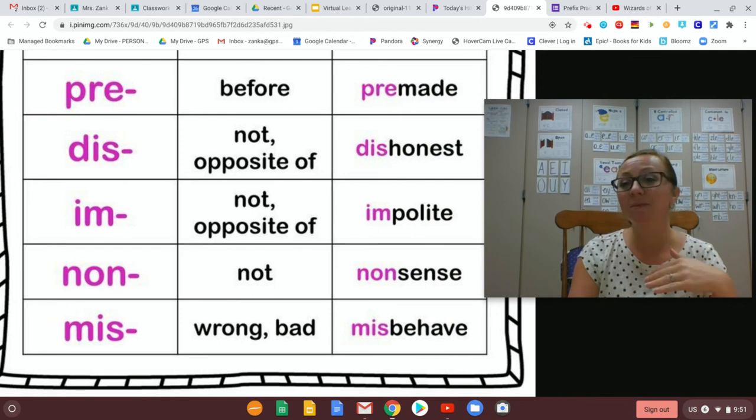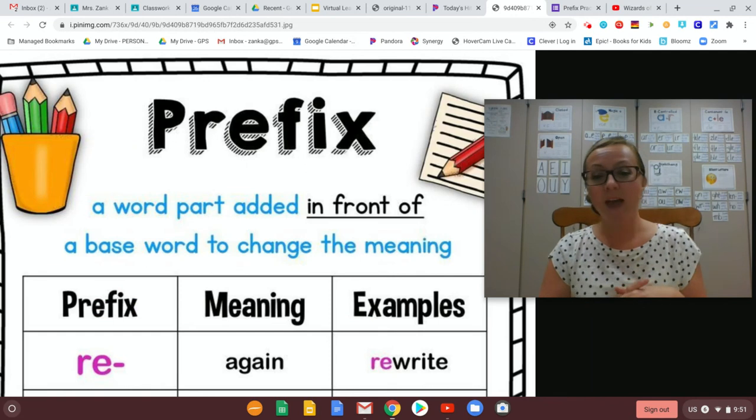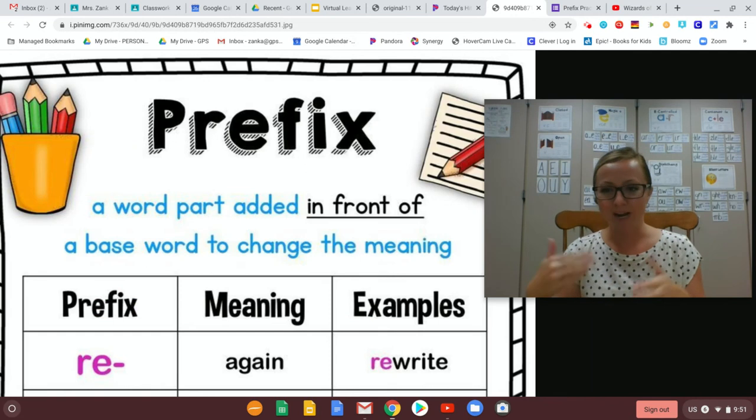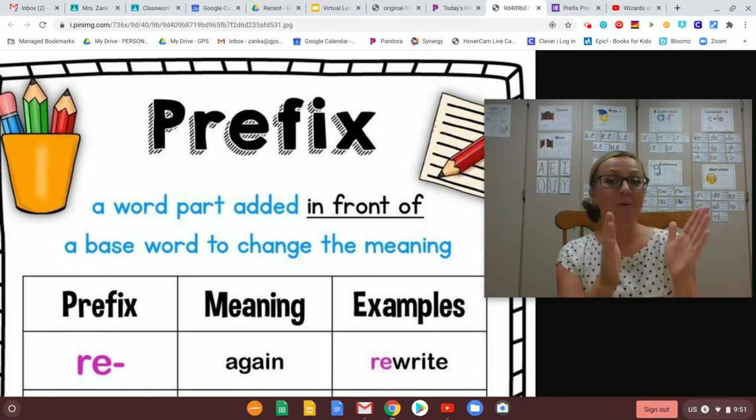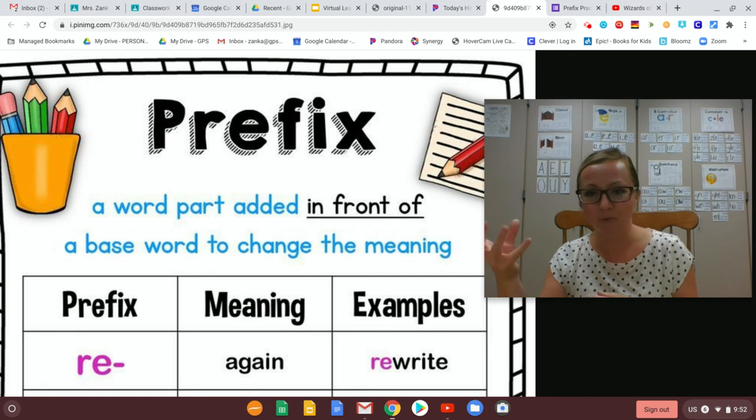All right, so those are just some examples. There are tons and tons of prefixes, but that was just an example to try to help you to understand. A prefix is a letter or a group of letters added to the beginning of a word, and it changes the meaning of that base or root word.